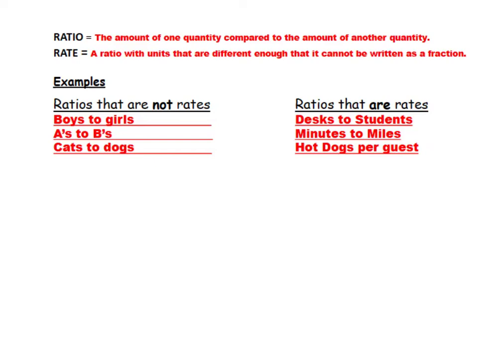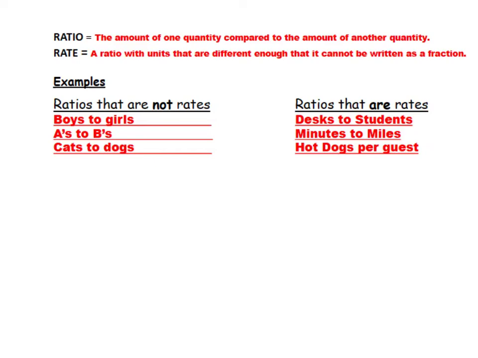Ratio, as a reminder, as a review, is the amount of one quantity compared to the amount of another quantity, where items are very similar to each other. For example, we compared the number of boys to girls in a classroom, the amounts of A's to B's on a test that we've given. We compare the number of cats to dogs because we can compare animals to animals.